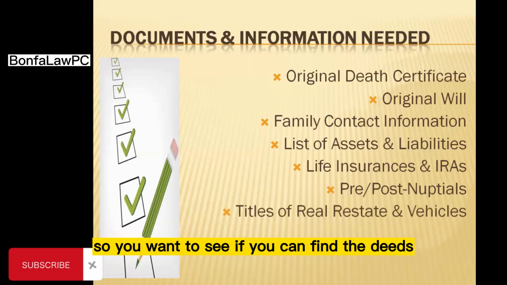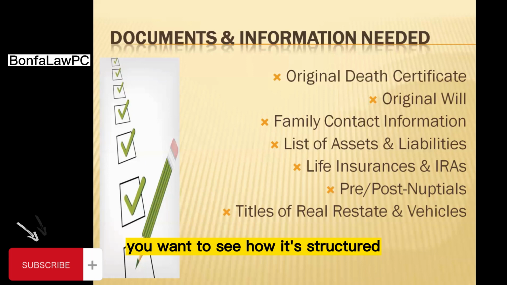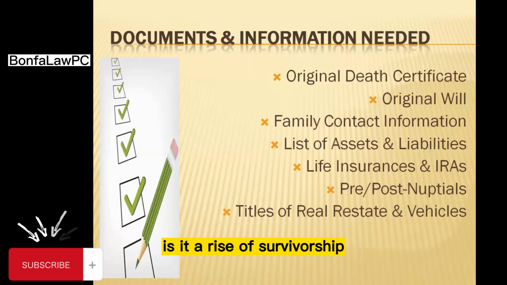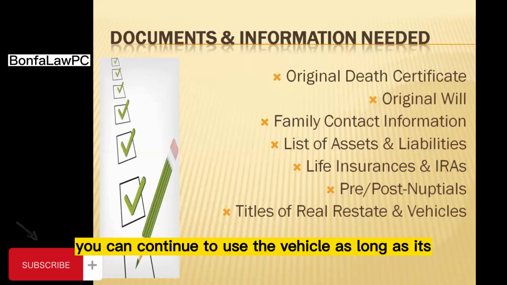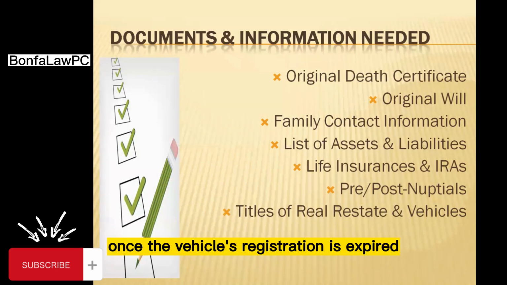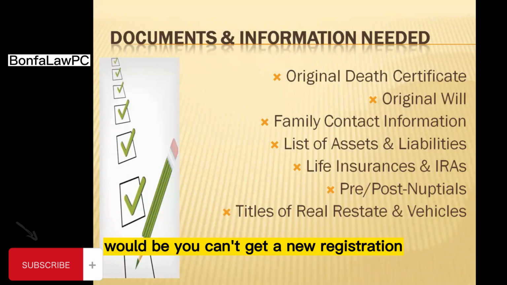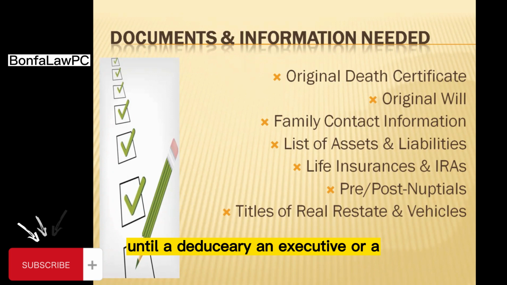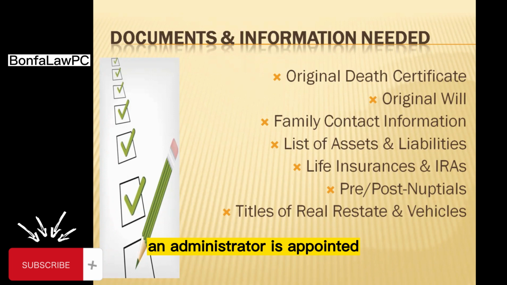You want to gather titles of real estate and vehicles. So you want to see if you can find the deeds. You want to see how it's structured. Is it joint? Is it a right of survivorship? Is it held in some other manner? And the same thing with vehicles. As a quick aside, with vehicles, you can continue to use the vehicle as long as the registration is not expired. Once the vehicle's registration is expired, you really can't drive it around. You can't get a new registration until a fiduciary, an executor, or an administrator is appointed. So I get that question a lot with vehicles.